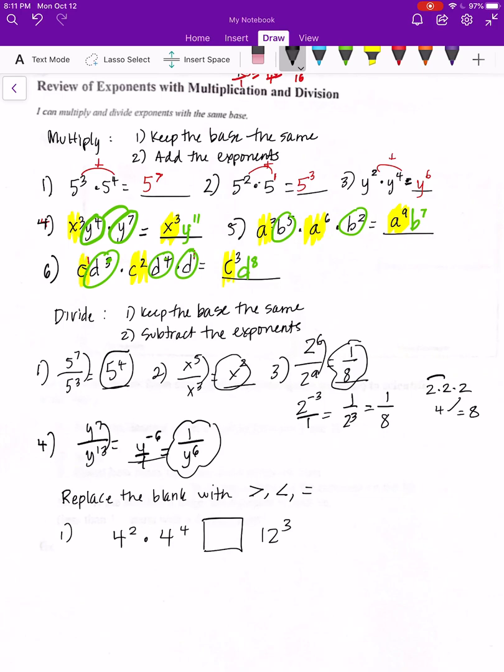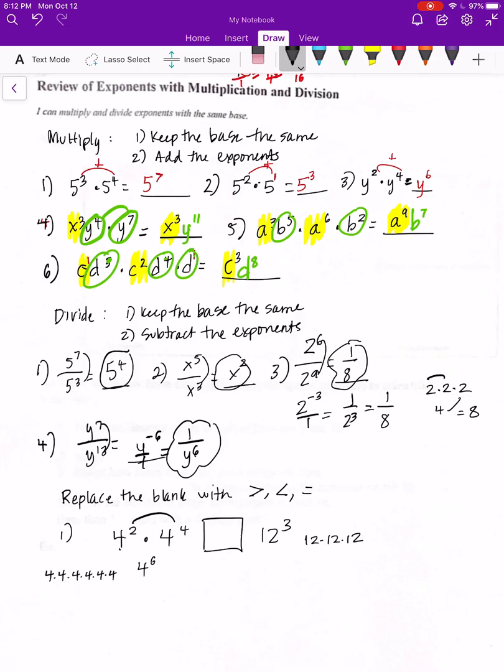Now, you do have your calculator available to you. You could calculate. So this is really 4 and 4, keep the base the same, and then add the exponents. 2 plus 4 is 6. So this really means 4 times 4 times 4 times 4 times 4 times 4. 12 to the 3rd power means 12 times 12 times 12. Which one appears like it would be bigger?